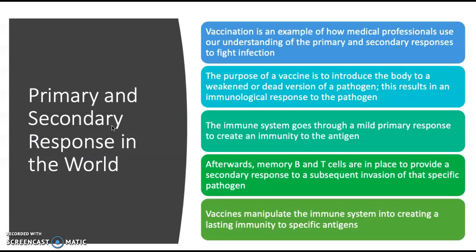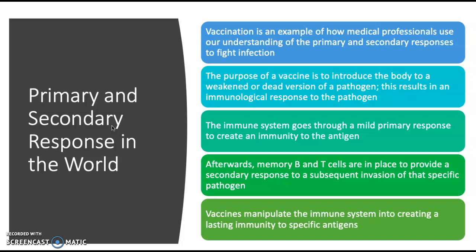The primary and secondary response in the world is very important to how we combat infection, because vaccines are a perfect example of the primary and secondary response. Specifically, medical professionals use their knowledge of the primary and secondary responses to create vaccines that combat infection. So what they do is they take either a weakened or dead version of a pathogen, inject it into the body, and allow the immune system to create a response to it.